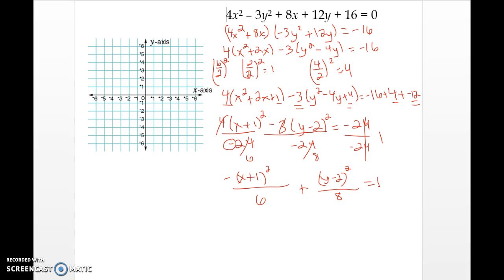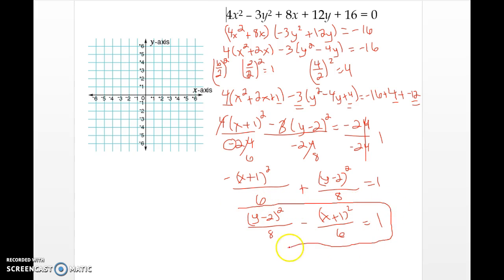We're almost complete, but our positive term always comes first, and we're always subtracting, so we have to flip the x and the y. When we do that, we get y minus 2 quantity squared over 8 minus x plus 1 quantity squared over 6 equals 1. This is our standard form equation.